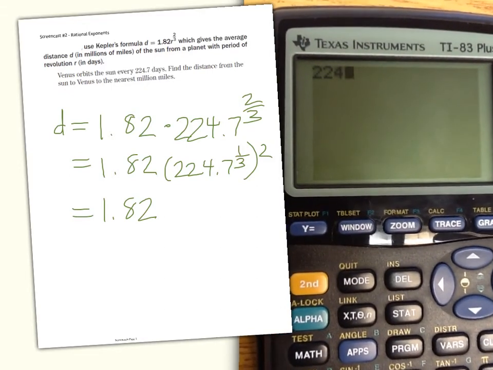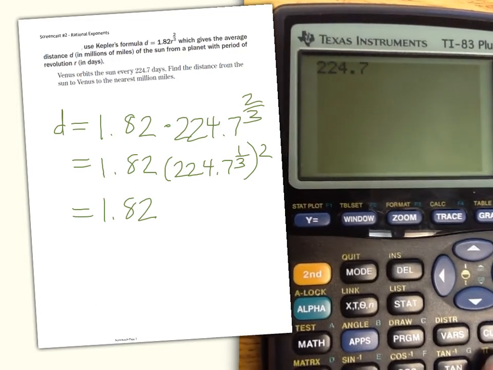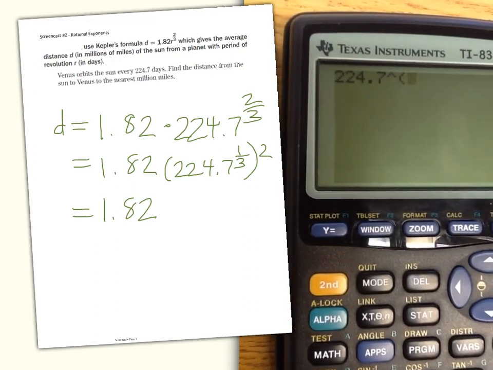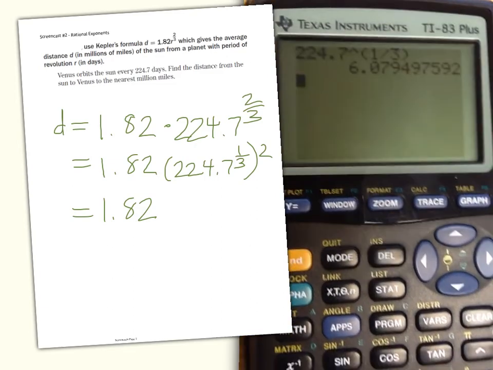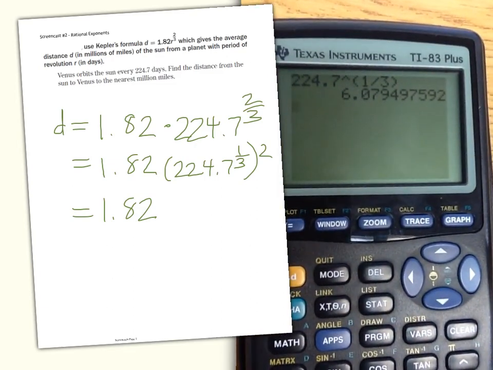I'm going to press in 224.7. Now, the exponent button is the caret button, and as you can see, I must put my 1/3 into parentheses. If I do that, I get 6.07949, and so on. That huge number right there, which I don't want to write down on my page. So we're going to use the powers the calculator has given to us.